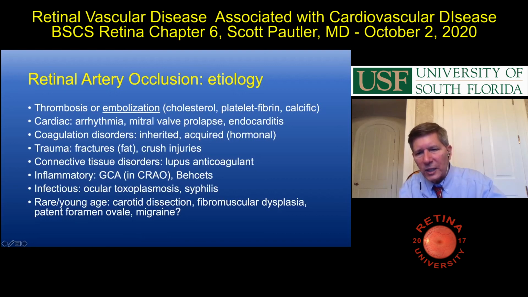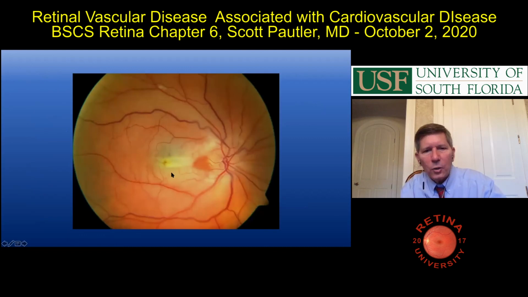Fibromuscular dysplasia can be seen in young people and present as a type of complication like carotid occlusive disease. And lastly, a patent foramen ovale is seen in 10 to 20% of patients. And so you can get a blood clot in the venous tree that gets into the arterial tree through the PFO. That was listed in your book. I think that's pretty rare.